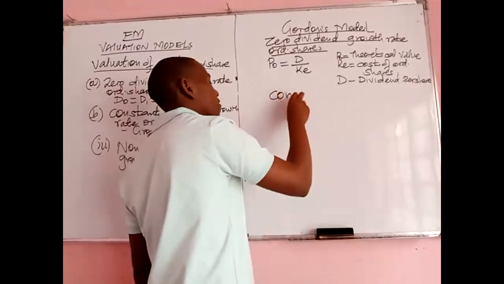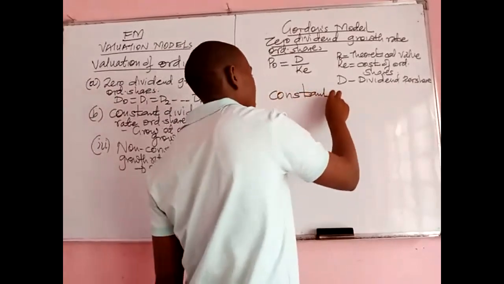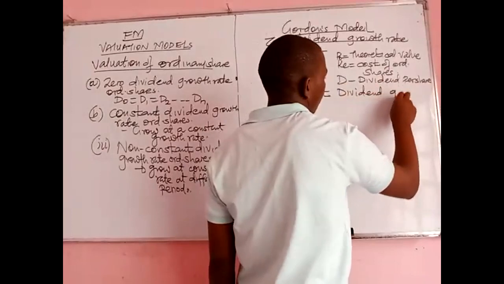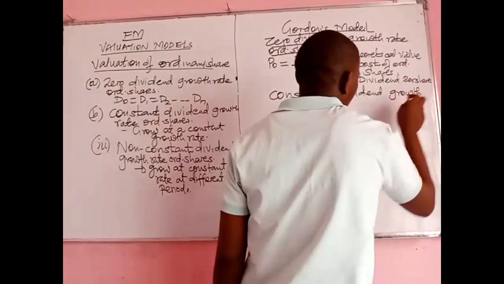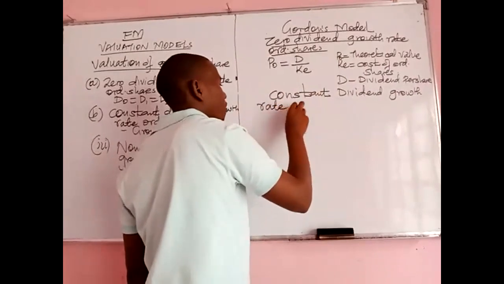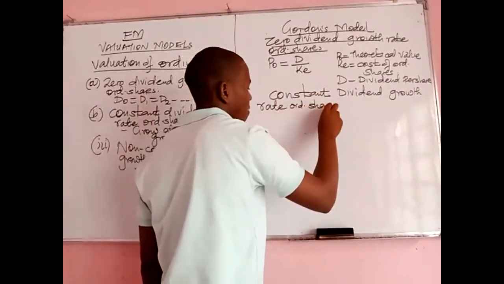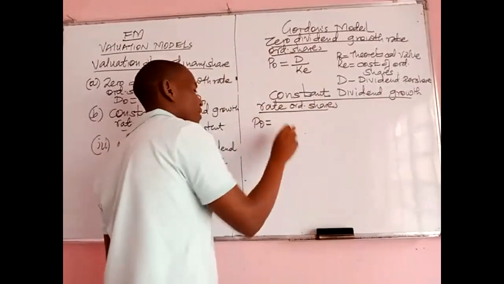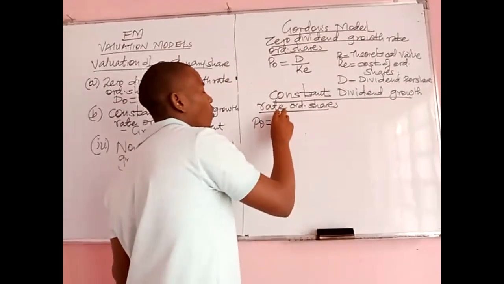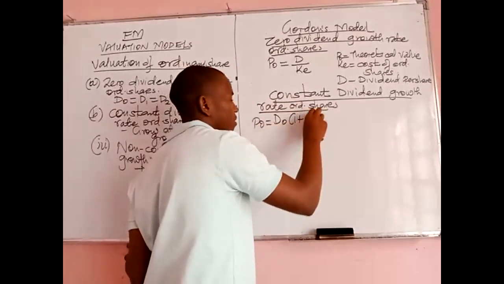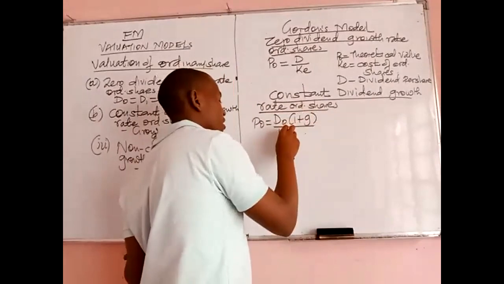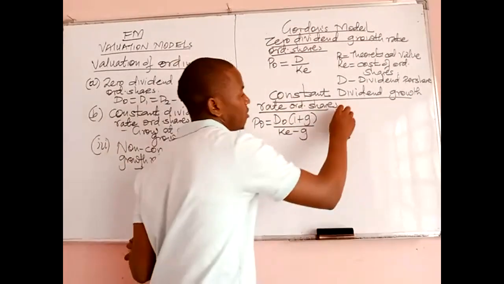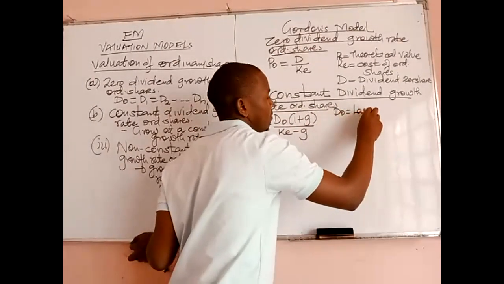If it is a constant dividend growth rate ordinary share, how do you get the value? The value of the share will be given by D0(1 plus g) all over KE minus g. When I talk of D0, this is the last dividend.